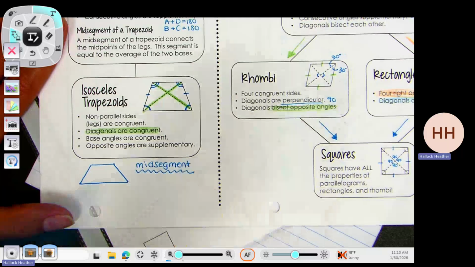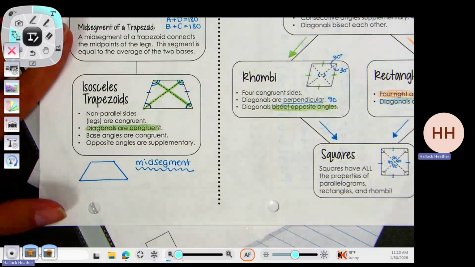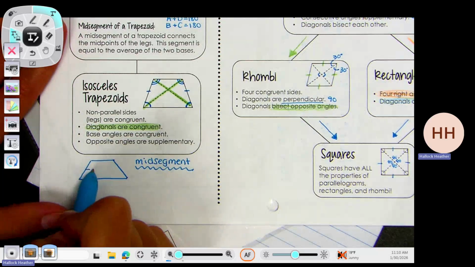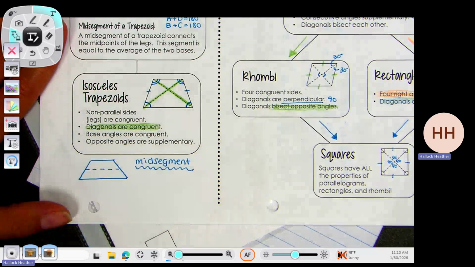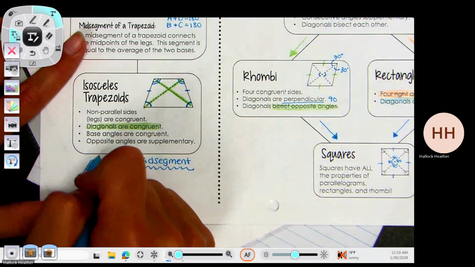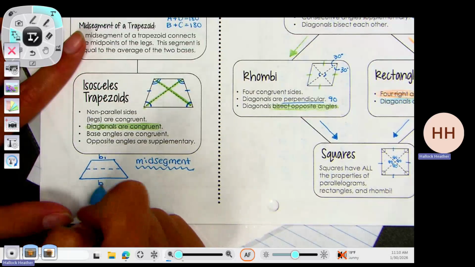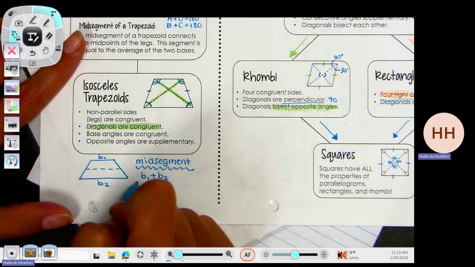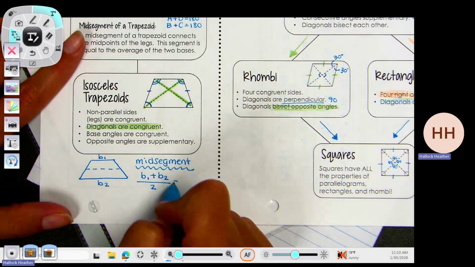So mid-segments of a trapezoid, you have a regular trapezoid, whether it's isosceles or not, doesn't really matter. You're going to have a line that goes through it. So there's my mid-segment. What's the formula that we used yesterday? Perfect. So base 1 and base 2 added together, divide by 2 equals the mid-segment.